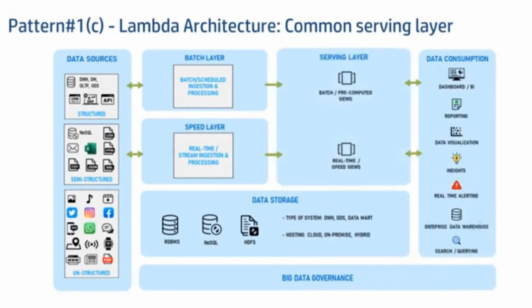So let's get started. We have layers which remain constant for all the patterns. These layers are data sources, data storage, big data governance, and data consumption. I have explained these in my big data video. Please do check it out.